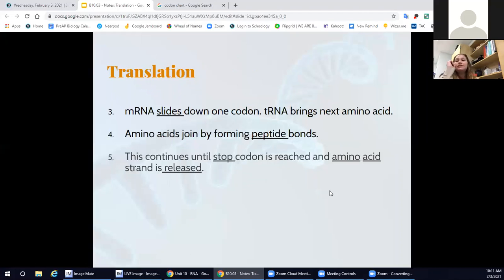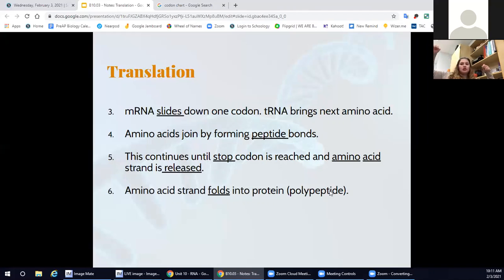This continues until a stop codon is reached and the amino acid strand is released. So there's more than one stop codon, and we're going to see that later when we look at the chart. Then the amino acid chain is going to fold into a protein. So it looks like a long chain at first, and then it's going to fold into a globular blob, basically.